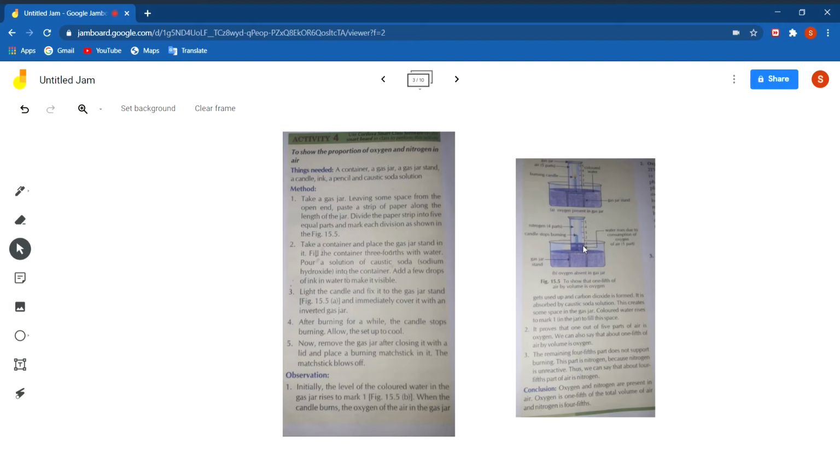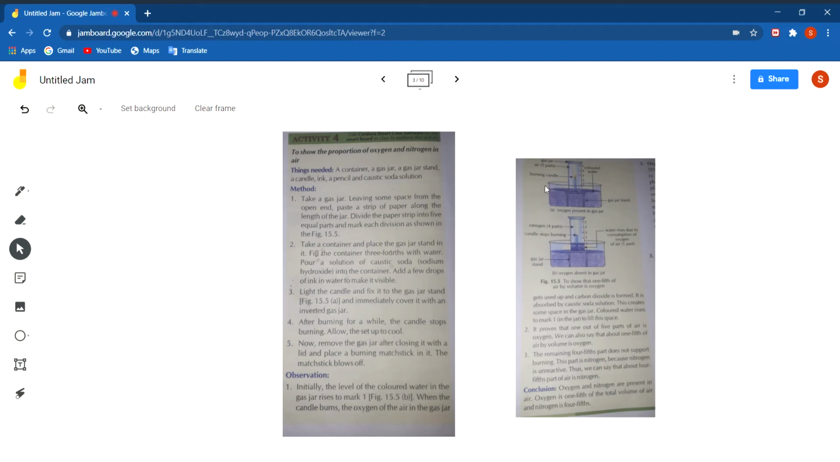We can also say that 1/5 of air by volume is oxygen. The remaining 4/5 does not support burning. So this part is nitrogen, because nitrogen gas does not support burning. Thus we can say that about 4/5 of the air is nitrogen. From this activity we conclude that oxygen and nitrogen are present in the ratio of 1:4, or 1/5 of the total volume of air is oxygen and 4/5 of the total air volume is nitrogen.